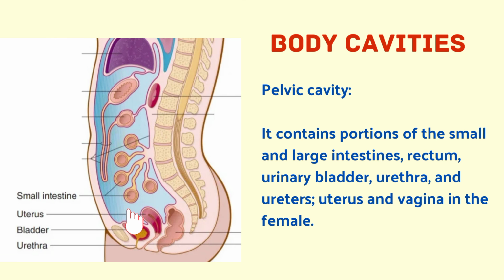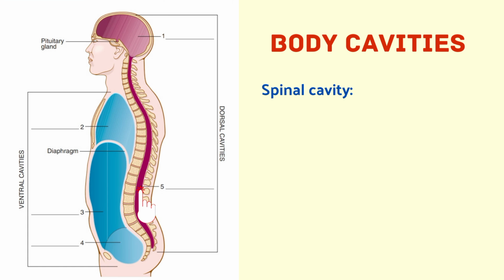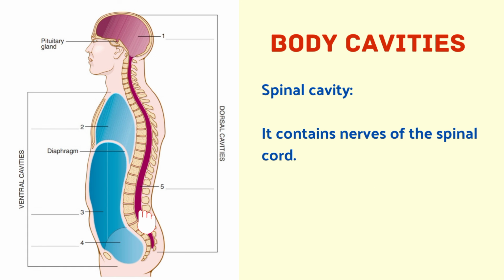Pelvic cavity. It contains portions of small and large intestines, rectum, urinary bladder, urethra, and uterus and vagina in the female. Spinal cavity. It contains nerves of the spinal cord.